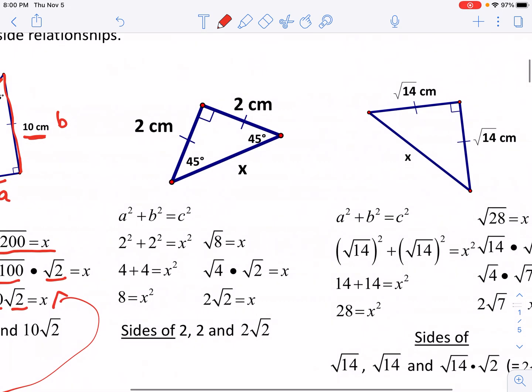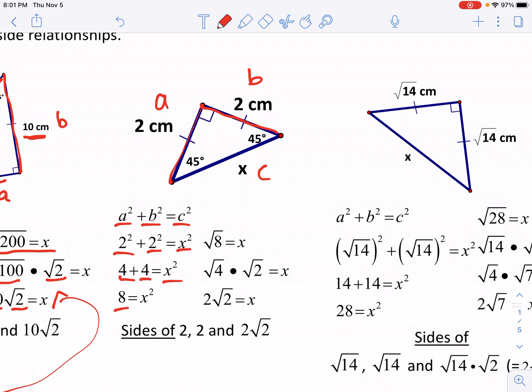Let's see if another pattern emerges here in these next two examples. We have a right isosceles triangle, 45, 45, 90. This side and this side are 2 centimeters. We could call this a, b, and c and plug it into our Pythagorean theorem. So we have a squared plus b squared equals c squared. A squared being 2 squared, b squared being 2 squared, equals x squared. Well, what's 2 squared? 4. So we have 4 plus 4 equals x squared. What's 4 plus 4? 8. Then, how do I get rid of a square? Square root both sides, and we get the square root of 8 equals x.